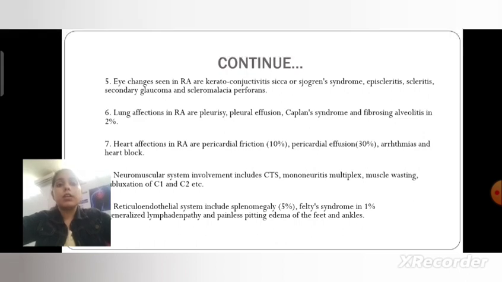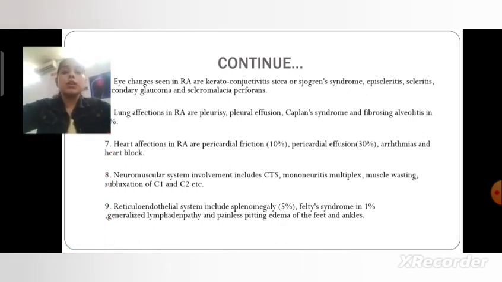Next is heart affection in rheumatoid arthritis: pericardial friction rub, which is 10%, pericardial effusion, that is 30%, arrhythmias and heart block. Next is neuromuscular system involvement, which includes CTS, mononeuritis multiplex, muscle wasting, subluxation of C1 and C2, etc. Ninth is the reticuloendothelial system, which includes splenomegaly, Felty syndrome in 1%, generalized lymphadenopathy and painless pitting edema of the feet and ankles.